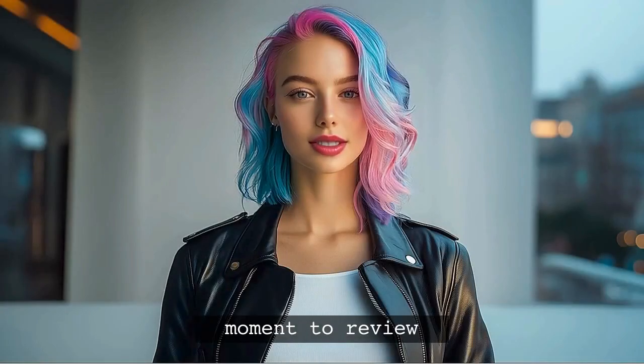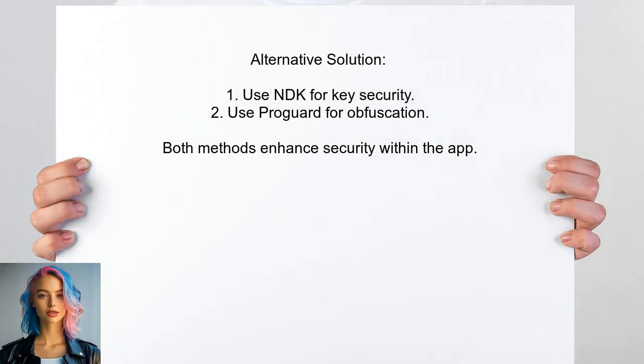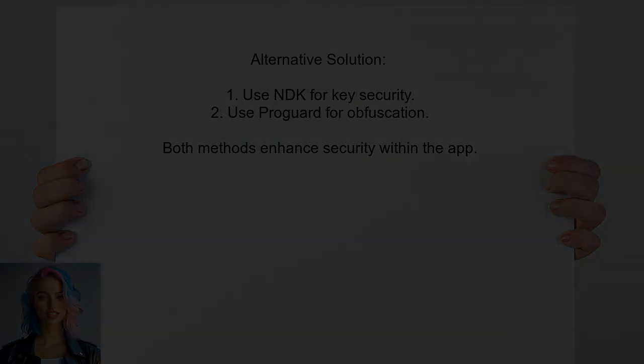Let's take a moment to review another user's answer. An alternative approach to securing your API keys is to avoid storing them in your app altogether. Instead, consider using a secure server, like an Amazon server, to store your keys and access them at runtime. Additionally, applying public and private encryption on both the app and server sides can enhance security. If you prefer to keep the keys within the app, using the NDK or ProGuard are both effective methods for securing your API keys at the app level.